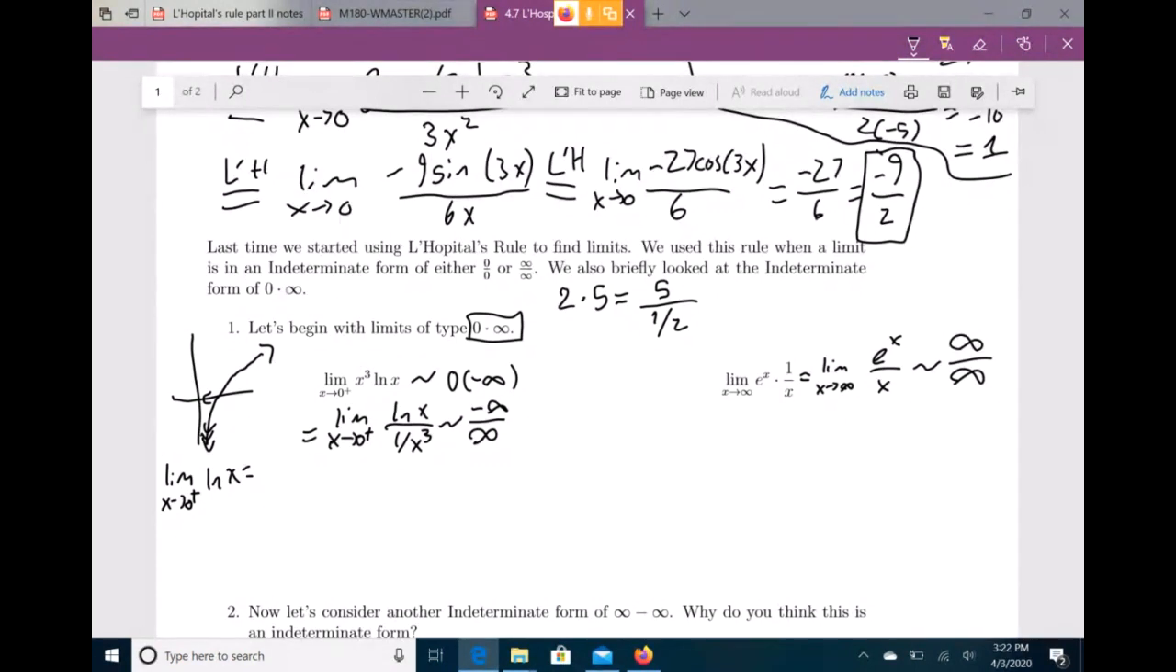Okay, so now I'm going to try to split y'all into groups, and I want y'all to work on these two problems now. So now they're in the right form for you to apply L'Hopital's rule.